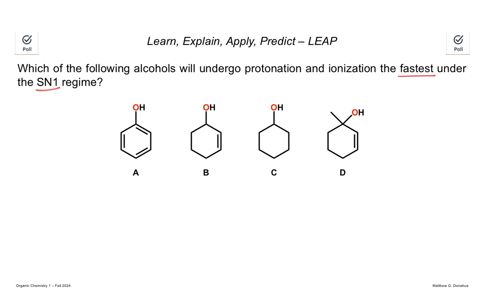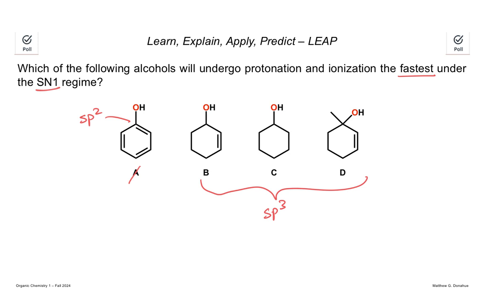I would say first you can eliminate A. So look at the carbon in which that OH is attached to. That carbon is sp2. Again, we're dealing with the leaving group being bonded to an sp3 hybridized carbon. So if it's sp2 or sp, it's really not even going to react. So all of these are sp3.